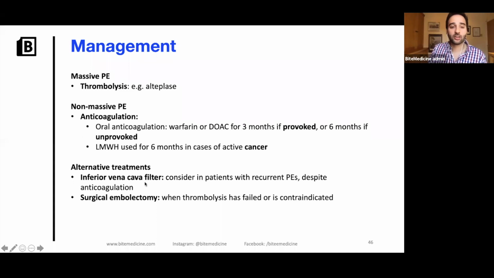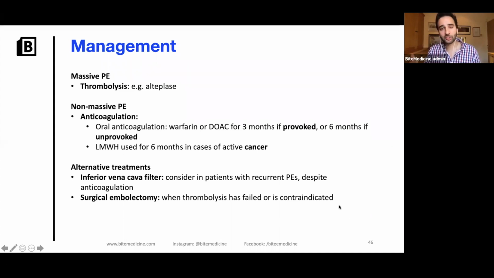Alternative treatments, so these are special interventions that are used in a subset of patients. So things like an IVC filter, an inferior vena cava filter, for patients with recurrent PEs despite anticoagulation. Essentially a device that you put in the IVC to stop those clots going into the heart and then into the lungs. And then surgical embolectomy is exactly what it sounds like. So surgically remove the embolus. Another option would be percutaneous catheter-directed thrombolysis as well. Either of those would be reasonable, and that's when thrombolysis has failed or is contraindicated.